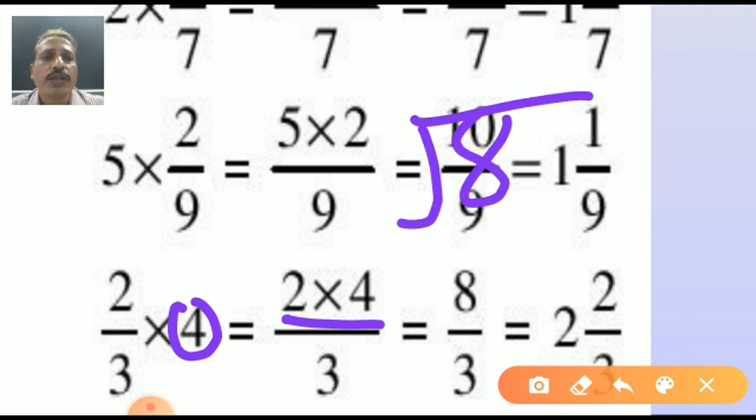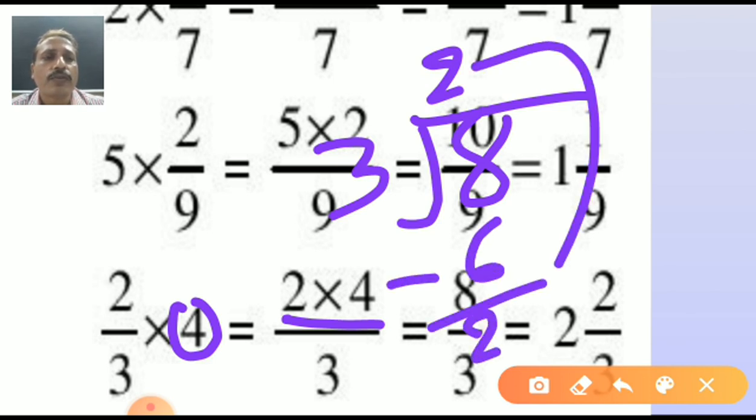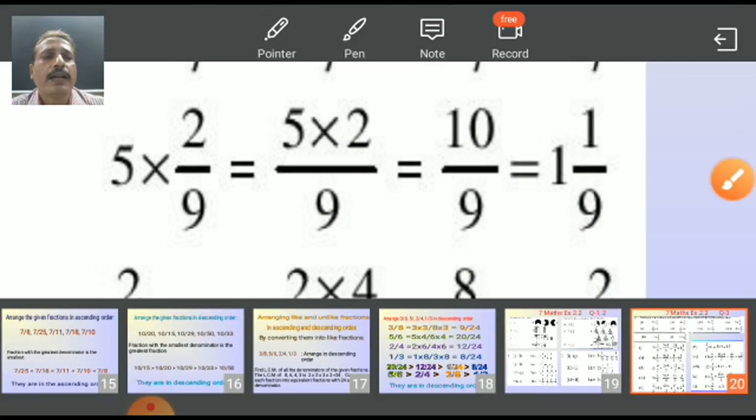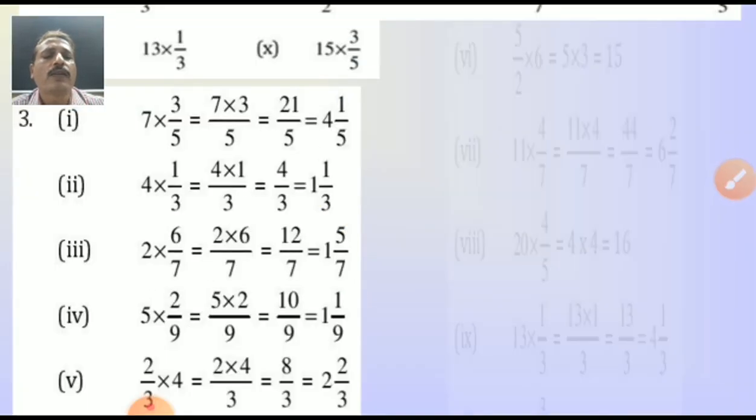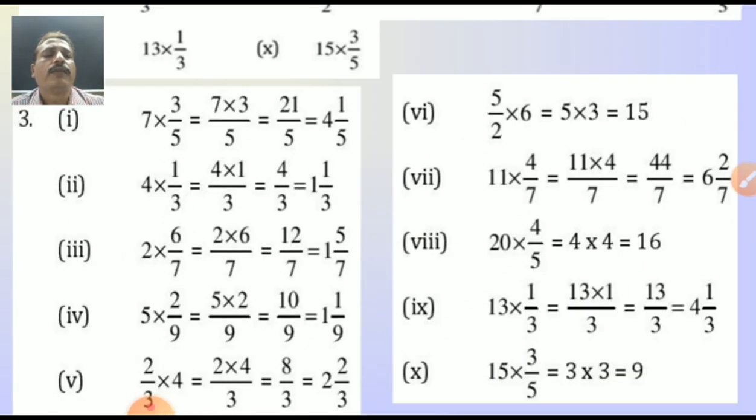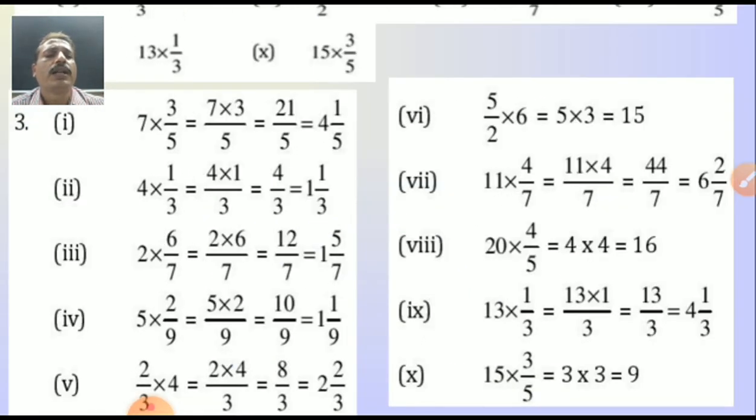Once again I am showing here how to get the answer. 3 2s are 6. 2 is the remainder. This 2 has to go as the numerator. The remainder will come on the numerator side. Okay? Now what about the others? Others are also here. Don't be afraid. Very simple. The method is the same. Nothing new. Try to get the answer.